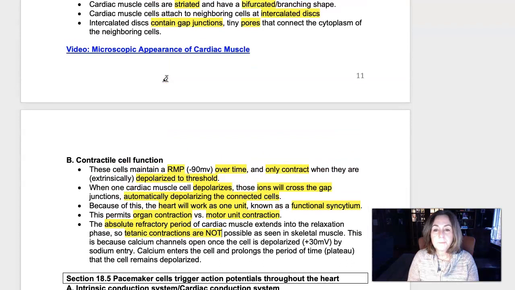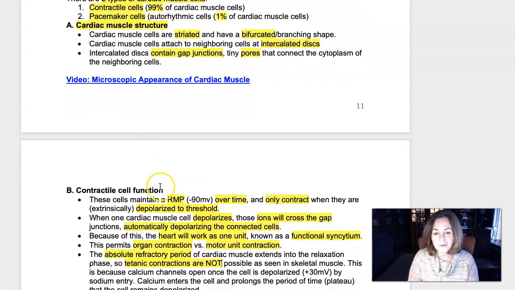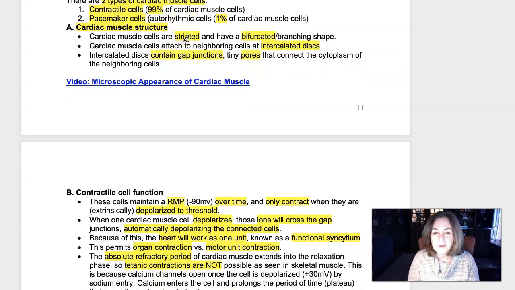So remember, just go back up here for a second. We said that most of the heart is cardiac muscle cells, these contractile cells. That's what we just talked about, the contractile muscle structure and contractile cell function. So now I'm going to move on to these pacemaker cells, also known as the autorhythmic cells.